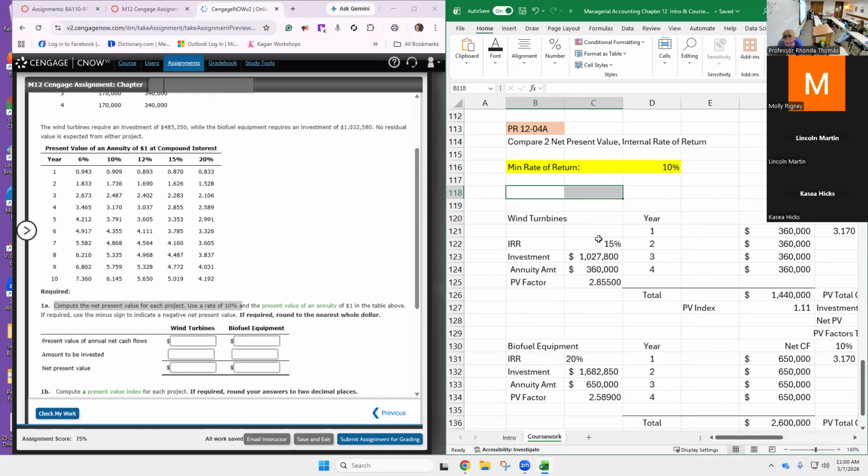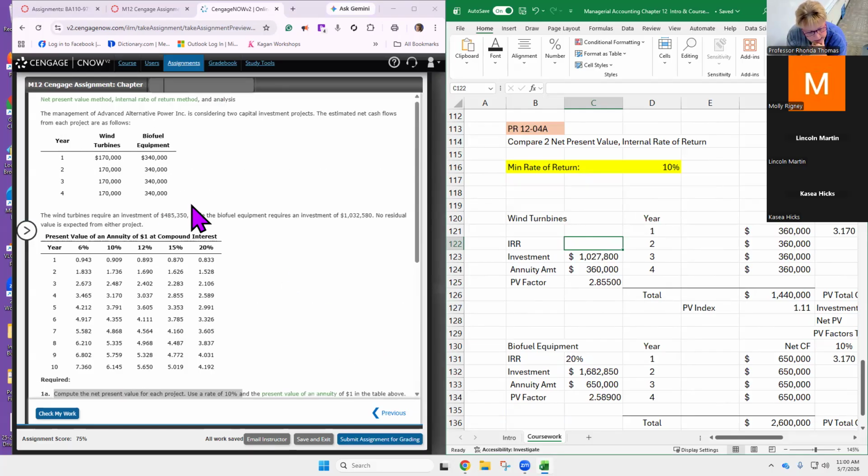Okay, 10%. 10% will be what we're going to find when we do the internal rate of return. I'll explain that. We're going to do the net present value first. The good news, look at this.